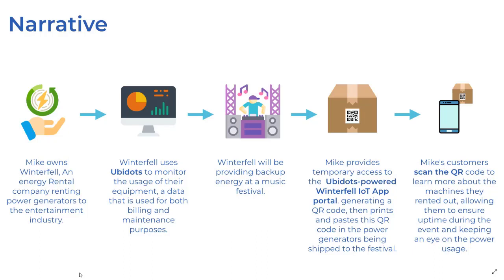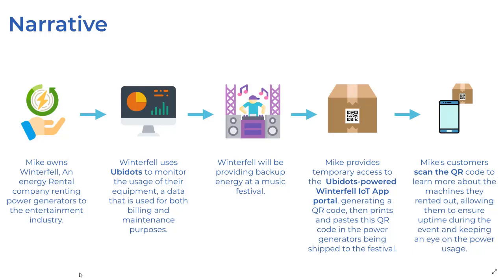He needs people to install or monitor whatever equipment he is renting out, to monitor how much is consumed, how much gas is being spent, or if the energy is correct among the different rental equipment. So Winterfell uses Ubidots to monitor the use of their equipment, data that is used for both billing and maintenance purposes.